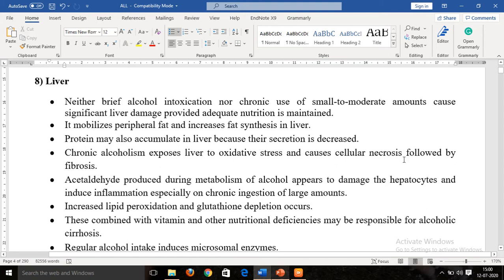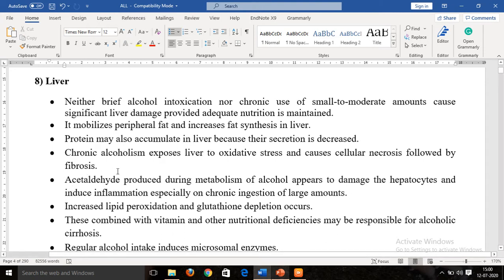Okay, so necrosis may be seen, followed by the fibrosis. That is, the damaged tissue will be replaced by a scar. Fibrosis is a scar formation. So ultimately, because of chronic alcoholism, oxidative stress on the liver is increased. That is, oxidative processes in the liver may increase, which may result in cellular necrosis, that is cellular damage, which will ultimately result in the scar formation. That is, a normal functional tissue will be replaced by a scar.